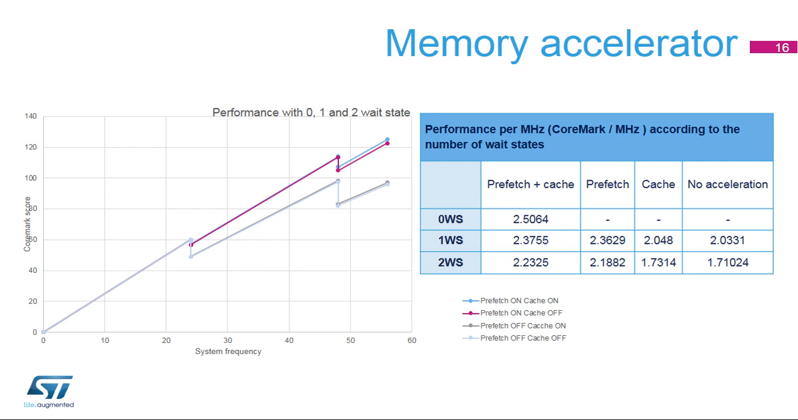The performance continues to increase linearly with the frequency when accelerators are enabled. Here, the accelerators are the prefetch buffer and instruction cache. The slope of the curve related to prefetch on and cache on is almost not affected by the transitions from 0 to 1 wait states achieved at 24 MHz and from 1 to 2 wait states achieved at 48 MHz. From 0 to 24 MHz, enabling the prefetch buffer and the instruction cache does not improve the performance.